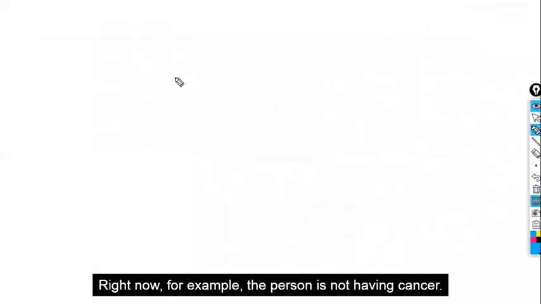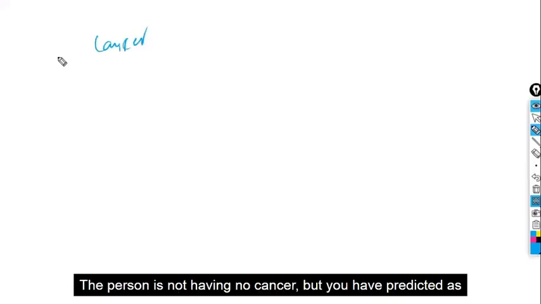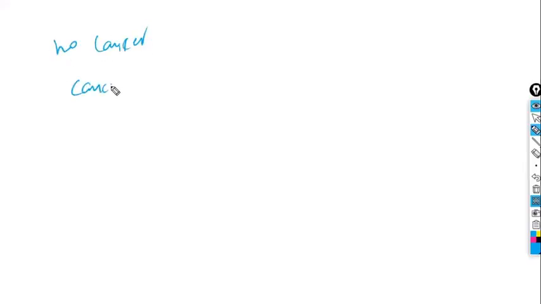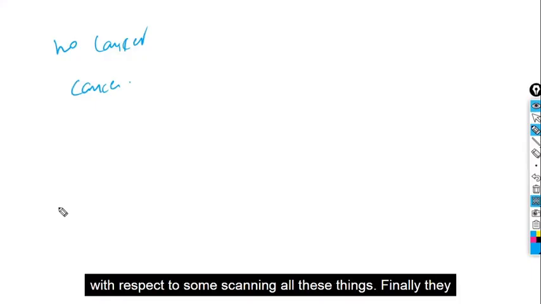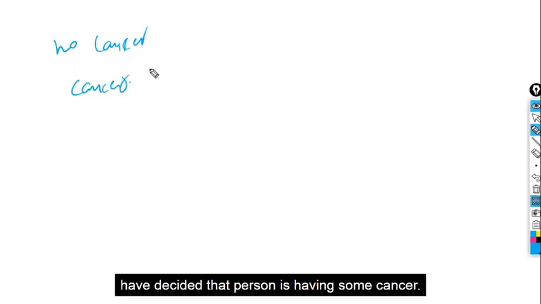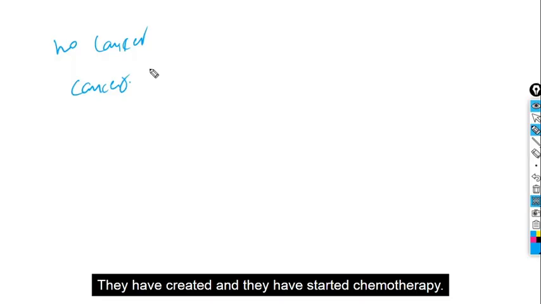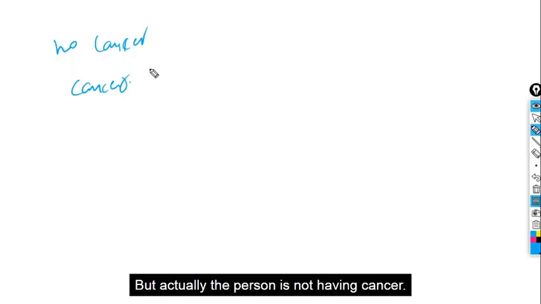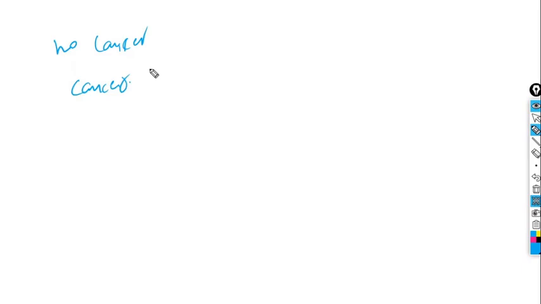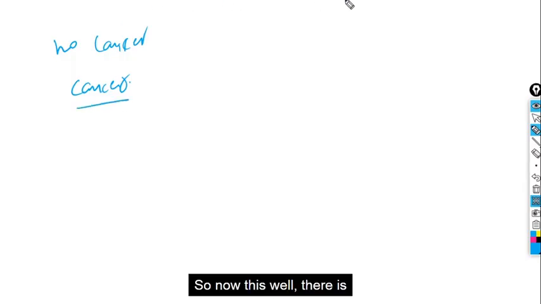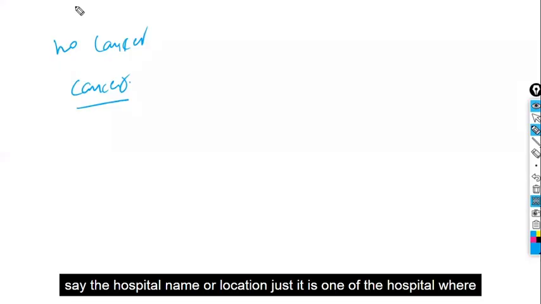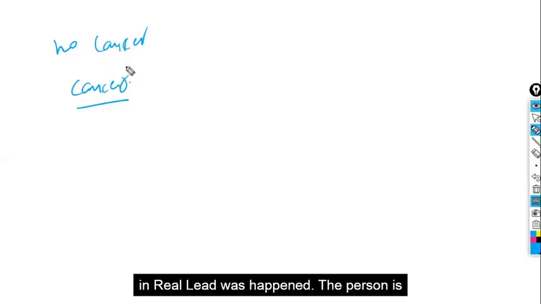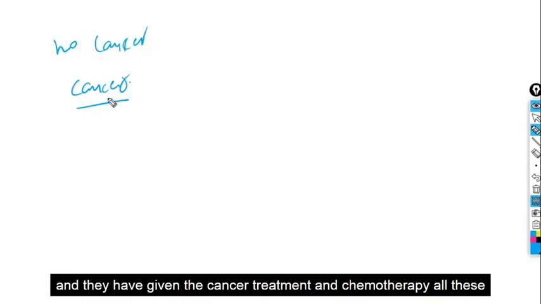Now, for example, the person does not have cancer, but you have predicted cancer. The doctor, after doing some examinations and scanning, finally decided that the person has cancer, and started chemotherapy, but actually the person does not have cancer, which is incorrect. There is a hospital in India, and I'm not going to say the hospital name or location. It really happened there. They predicted cancer for a person who did not have it, and gave cancer treatment and chemotherapy.